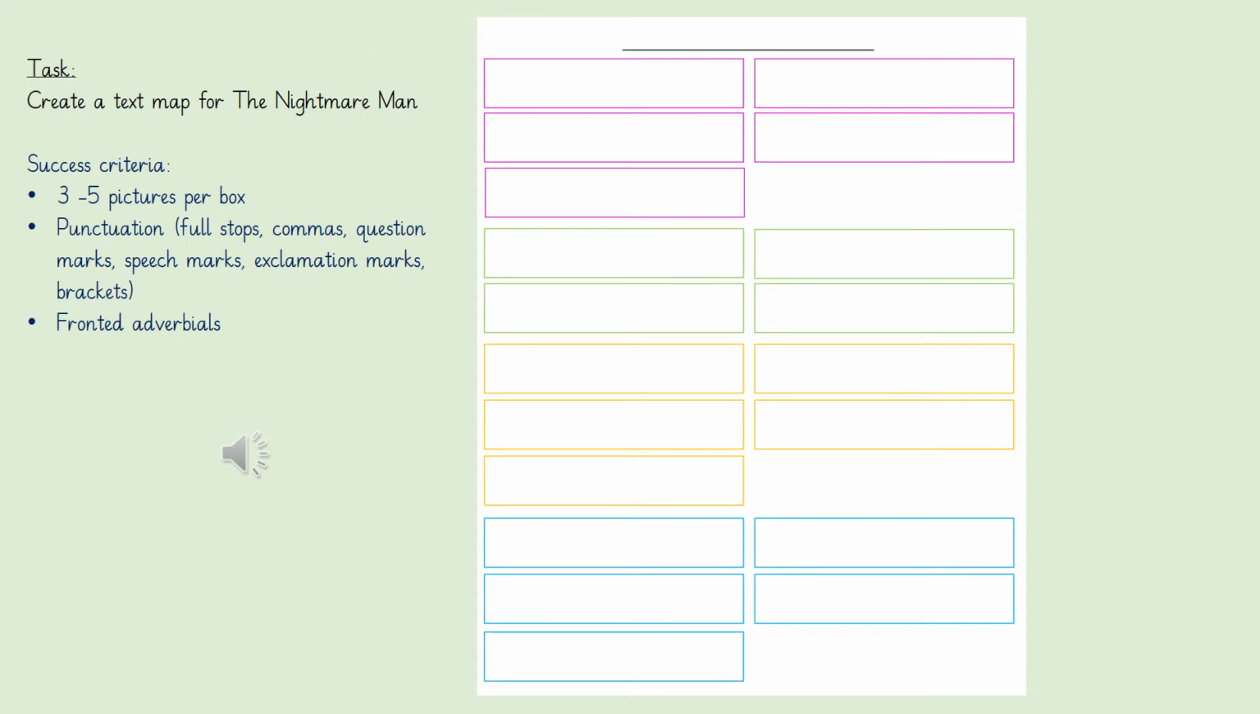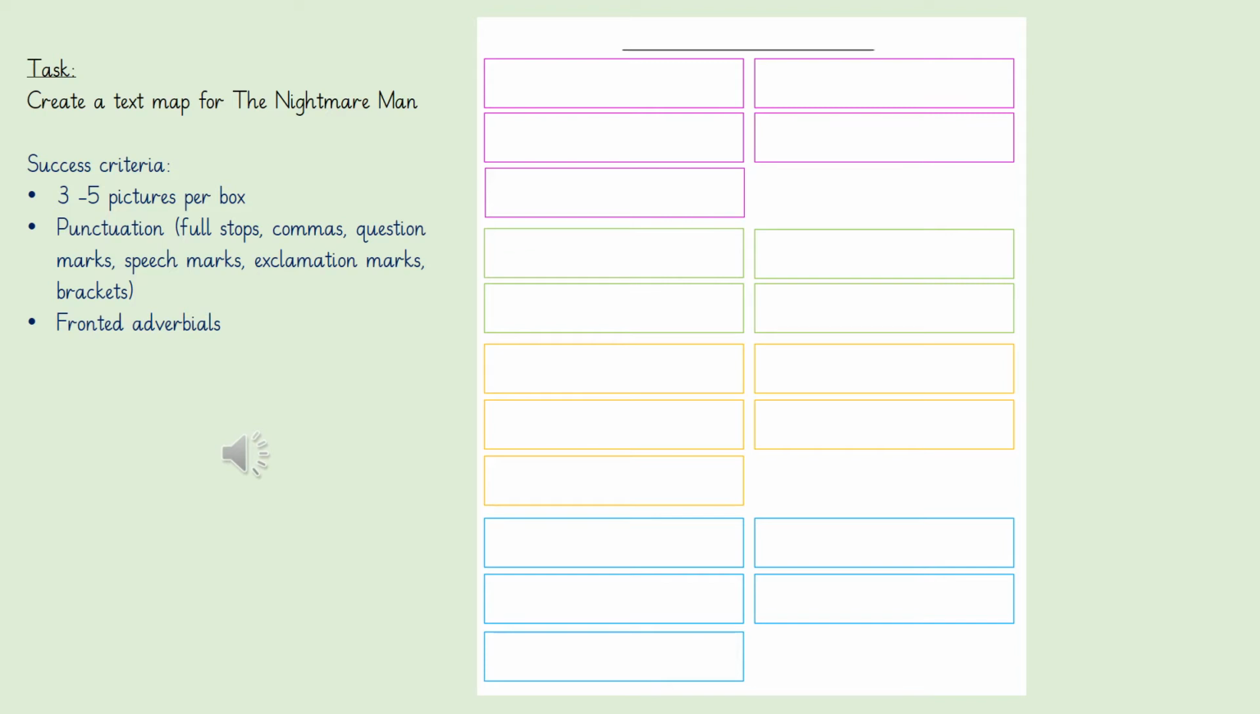Your task today is to create a text map for our new text, The Nightmare Man. In the next few slides, I will be reading the story out paragraph by paragraph, but I'm going to explain to you what you're going to do first. In your home learning pack, you may have found this template sheet already. Don't worry if you're not able to print it out, because you can draw the boxes yourself. Make sure you do it neatly using a ruler.